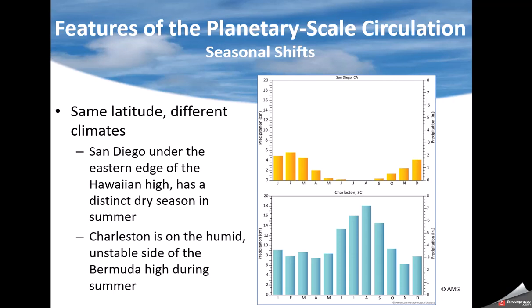Charleston, South Carolina and San Diego are very close to the same latitude. San Diego, on the other hand, has this big high sitting out to its east, actually it's west, excuse me, and it will pull down winds from the north, dry winds, and they wind up with a distinct dry season in the summertime when it's mainly being influenced by that high.